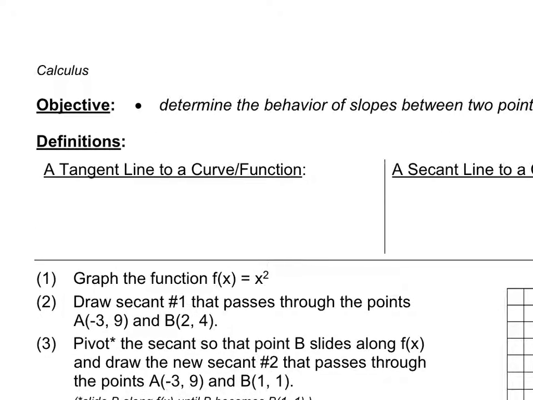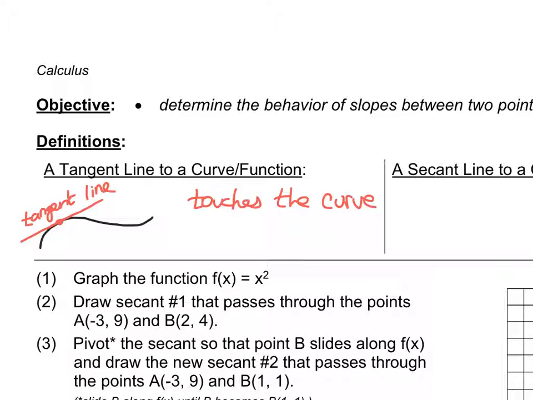So, tangent line to a curve or a function. I'll just keep it simple. Here's a curve. Here's an example of a tangent line to that curve. It touches the curve at one location. All right, touches the curve at one location.